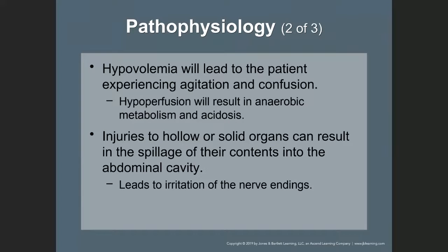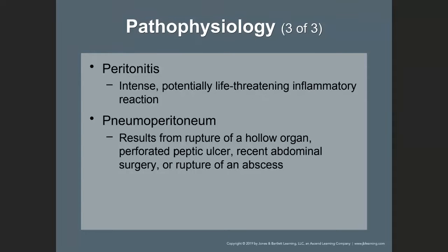Anaerobic means not enough oxygen is present to create energy within the cell. Injuries to hollow or solid organs can result in the spillage of their contents into the abdominal cavity, which leads to irritation of the nerve endings. Peritonitis is an intense, potentially life-threatening inflammatory reaction. Pneumoperitoneum results from rupture of a hollow organ, perforated peptic ulcer, recent abdominal surgery, or rupture of an abscess.